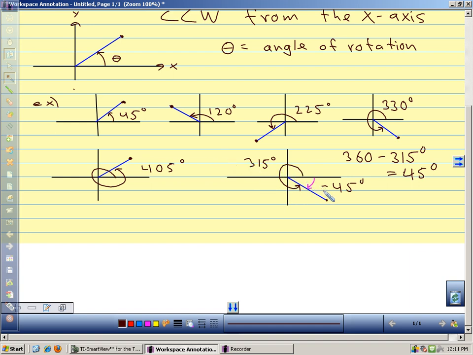So if we're going negative, we go clockwise. Positive is counterclockwise. And the way you know that you've gone around more than once is your arrow will tell you you've rotated around more than once, or somehow the problem will tell you. Questions on angle of rotation?